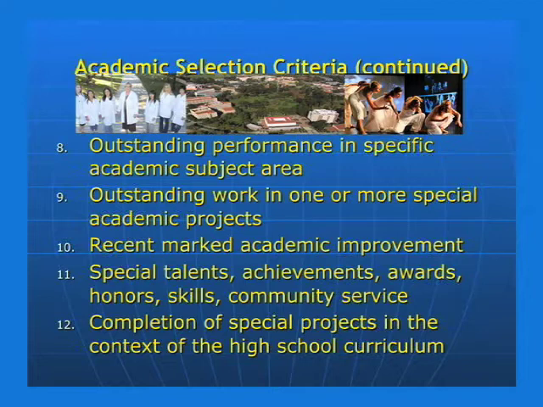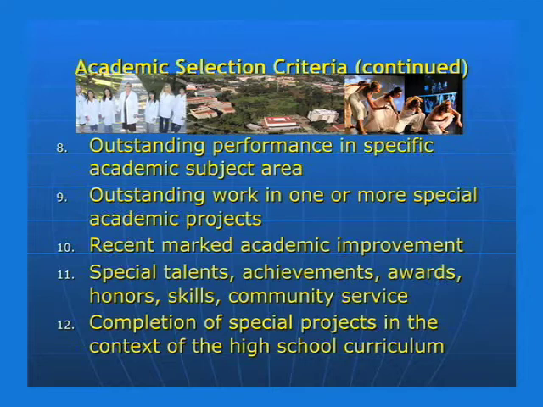10, recent marked academic improvement. We're definitely looking for an upward trajectory of the students' grades that we see from the 9th, 10th, and 11th grade years. Pay special attention as you look at the various grades of the students that you can see sometimes an upward or downward trajectory. 11, special talents, achievements, awards, honors, skills, and community service. And this will be gleaned from other components of the application.